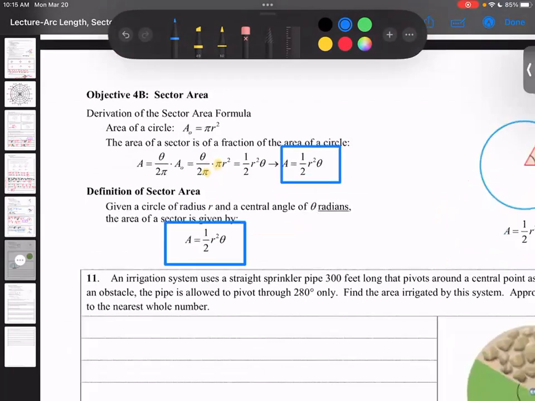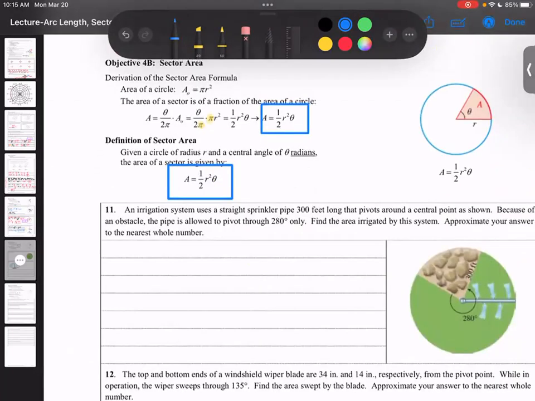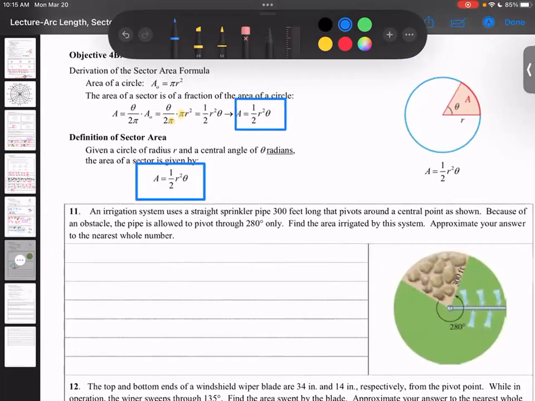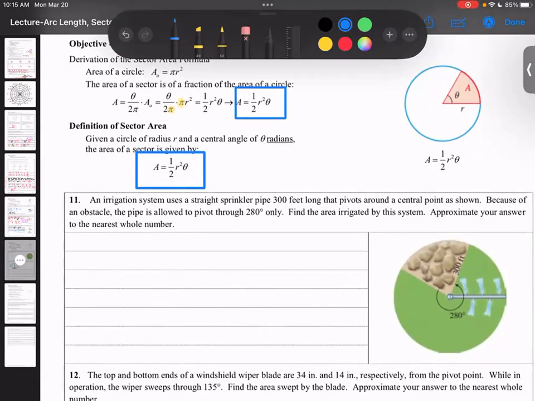So here is the formula. Let's do this one. An irrigation system uses a straight sprinkler pipe 300 feet, right there, 300 feet long, that pivots around the central point as shown. Because of the obstacle, the pipe is allowed to pivot through 280 degrees only. Find the area irrigated by this system. Approximate your answer to the nearest whole number. All right, so I want to find the area of the green area right there, the one in green. My formula is A equals 1/2 R squared theta. Theta has to be in radians. Why don't you change theta to radians for me? That's your first step. Go ahead and do it.